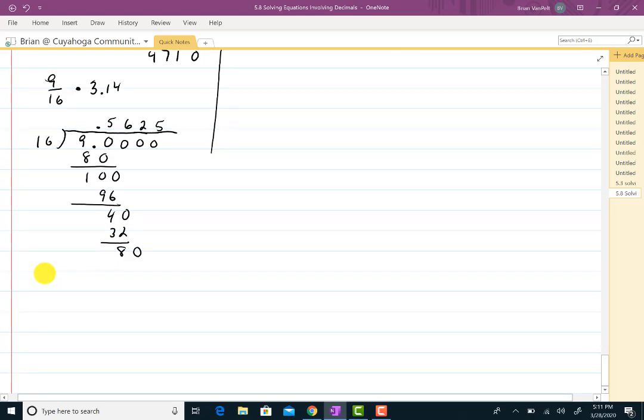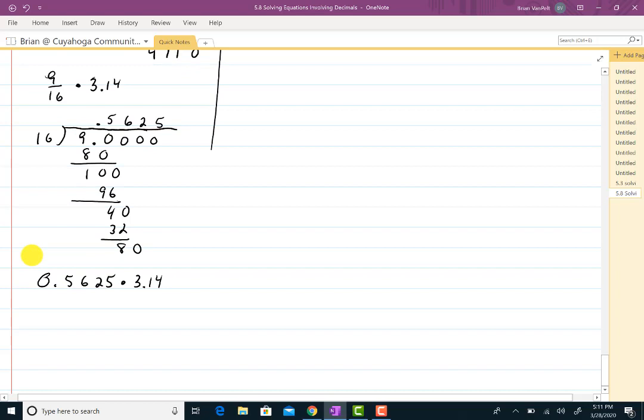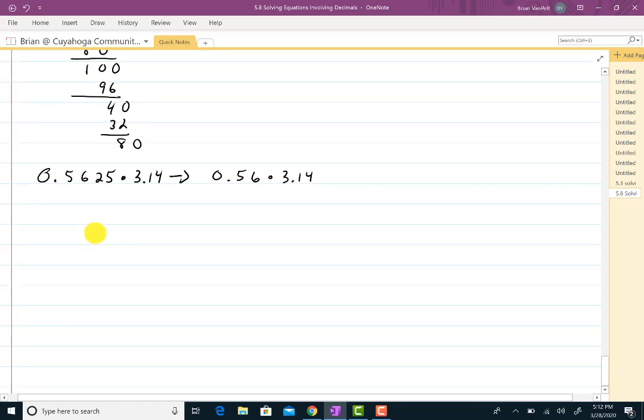So I have to do 0.5625 times 3.14. This is a lot of work. Well, all I care about is getting this to the nearest 100th, because 3.14, we only did that to 2 decimal places. So what I'm going to do is 0.56 times 3.14. So everything is rounded to the nearest 100th place.